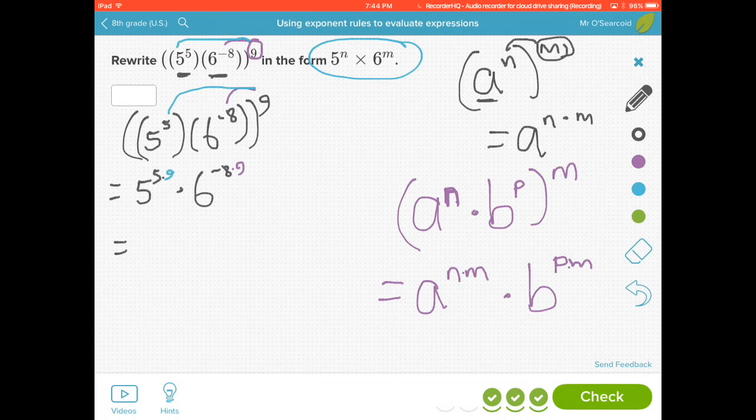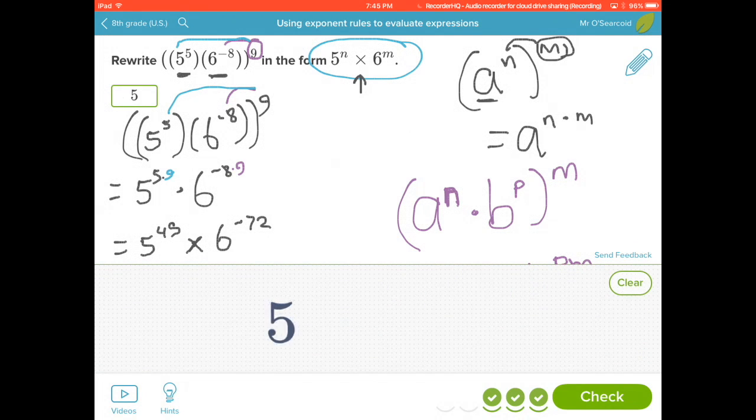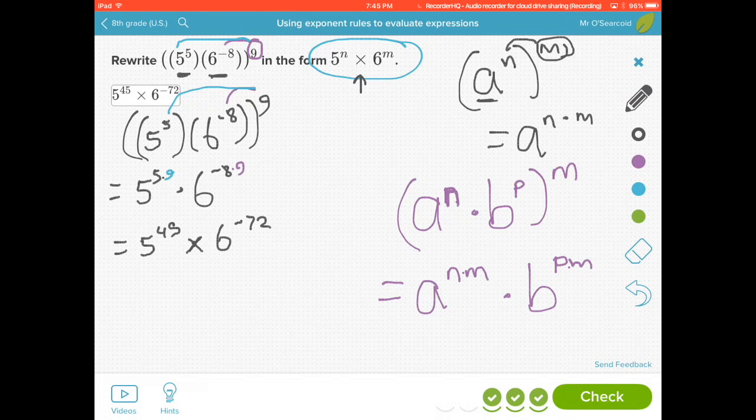Which is then equal to 5 times 9 is 45, so 5 to the 45, times, let's use this times symbol that it's asking for up here, 6 to the negative 8 times 9. Remember, 8 times 9 is 72. Negative times positive is a negative, so negative 72. This is the form we're being asked for, so we don't need to go any further. So our answer here is 5 to the 45 times 6 to the negative 72. And that's exactly how you'd write it in. In fact, in Khan Academy, the correct symbol to use for multiplication is the asterisk, above the 8.